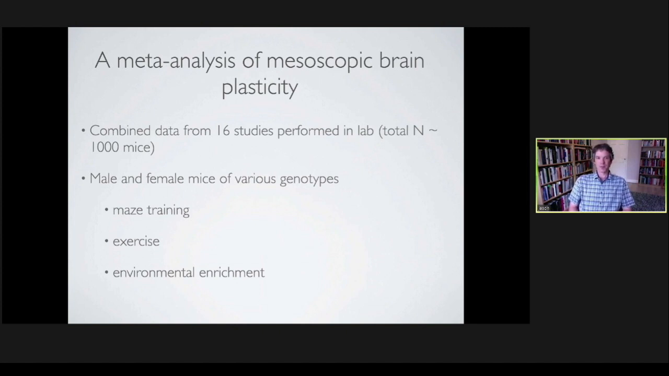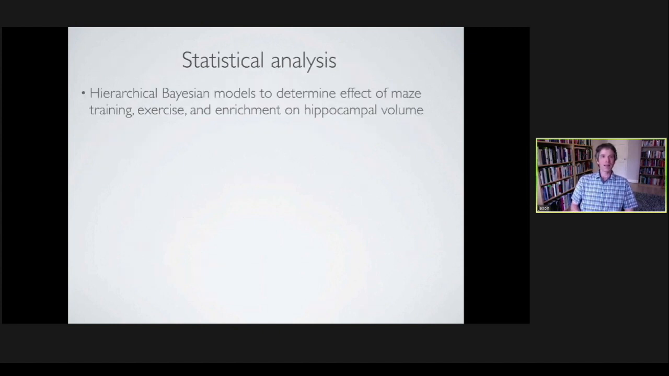So in this case, we combined data from 16 studies performed in the labs, with a total N of about 1,000 mice, which were both male and female mice of various genotypes, but they were either trained on a maze, so the radial arm maze or the Morris water maze. They were given a simple exercise study, so they were given a running wheel, or the complex enriched environment that I showed before. We then take this data and do a hierarchical Bayesian model to determine the effects of maze training, exercise, and enrichment on hippocampal volume.